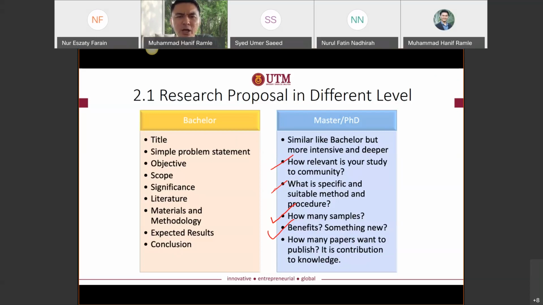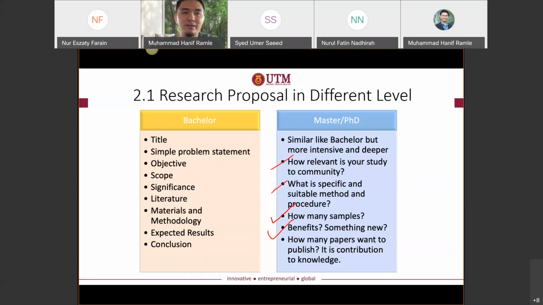So master and PhD normally we create a paper. Of course, we want to share the knowledge with everyone, to make sure that our research is acceptable by others, by other scholars, by experts from the world. So it is a contribution to the knowledge. This is the proposal level. For bachelor, it is not necessary to publish. But for master and PhD, you need to publish. That's why your supervisor is always asking you to prepare a manuscript.